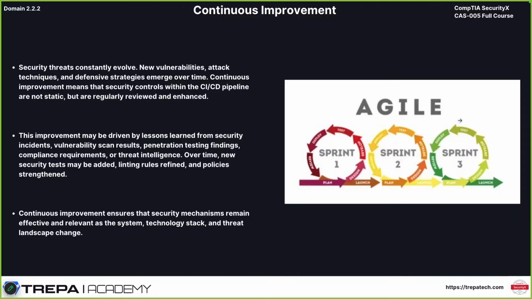All right, continuous improvement. Security threats constantly evolve; new vulnerabilities, attack techniques, and defensive strategies emerge over time. Continuous improvement means that security controls within the CI/CD pipeline are not static, but are regularly reviewed and enhanced. All we're saying here is that you've got to embed yourself into that agile methodology and framework of continuous improvement and ensure that you're doing your due diligence as a cybersecurity professional, that the code is protected, that they're using good coding standards and best practices, and that you're looking at the third-party libraries that they may be integrating.